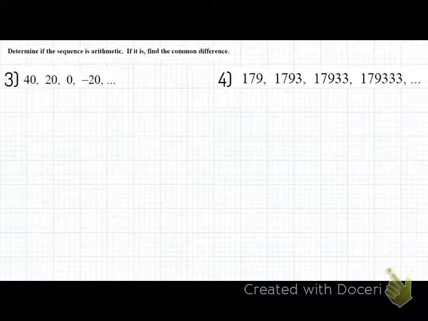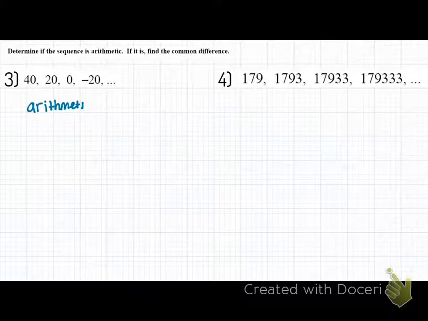What do y'all think? Is it arithmetic? Yep, 3 is. Good. What's the common difference on 3 then? Good, negative 20, that's right. So it is arithmetic, and your common difference is negative 20. What about number 4?